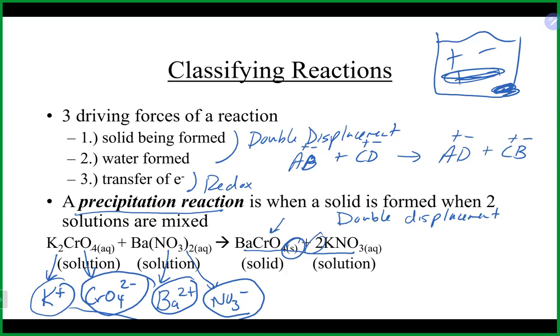In a double displacement reaction, which is what a precipitation reaction is, there is no redox reaction happening. There are no electrons being transferred. Everybody has the same charge on the left-hand side as on the right-hand side. So the potassium on the right-hand side is K+, the nitrate is -1, the barium is +2, and our chromate is -2. There are absolutely no electrons being transferred in a double displacement reaction, and more specifically here in this precipitation reaction. So redox is a different type of reaction than what's happening in this type of reaction. Any questions on that?